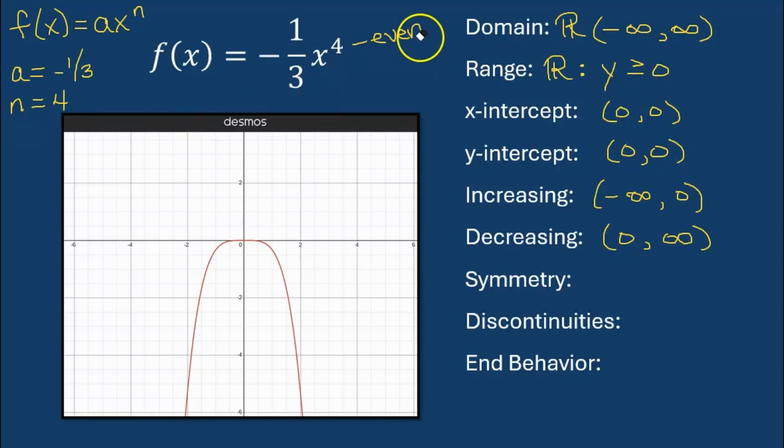In this case, even functions are going to be symmetrical about the y-axis. As long as we haven't altered this even further by putting complications in here, we will always be symmetrical about the y-axis. That means that if I were to draw a line right at the y-axis, and in fact, let's make this just a little bit thicker so that we can see it better, the graph is going to look exactly the same, like a mirror image on the left and the right. So we can put symmetry is about the y-axis.